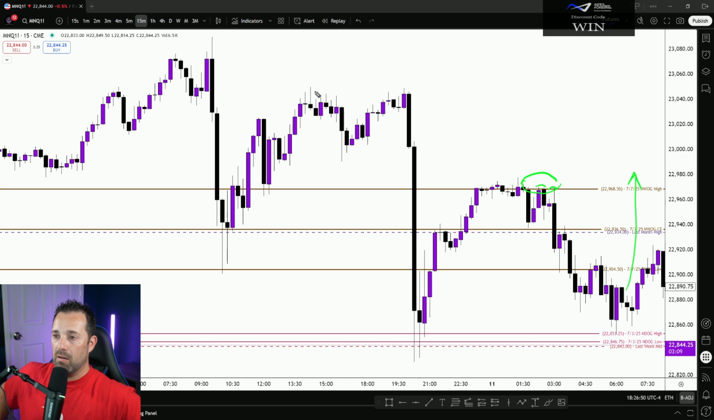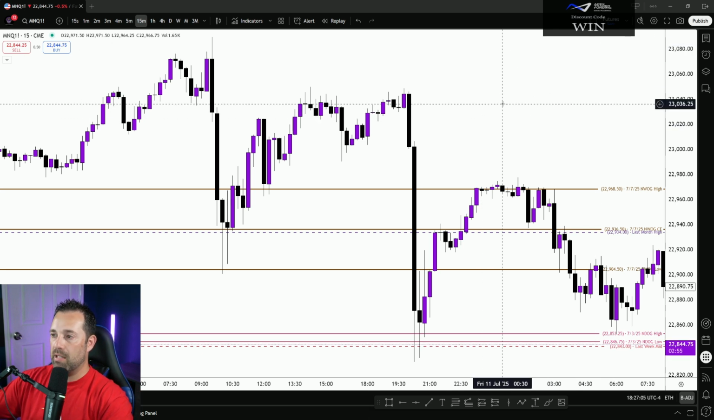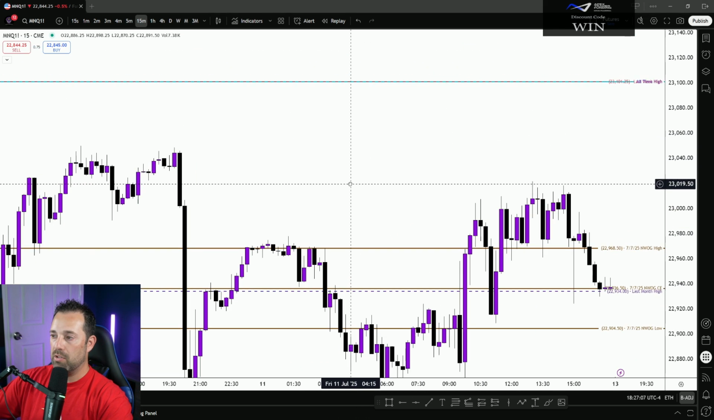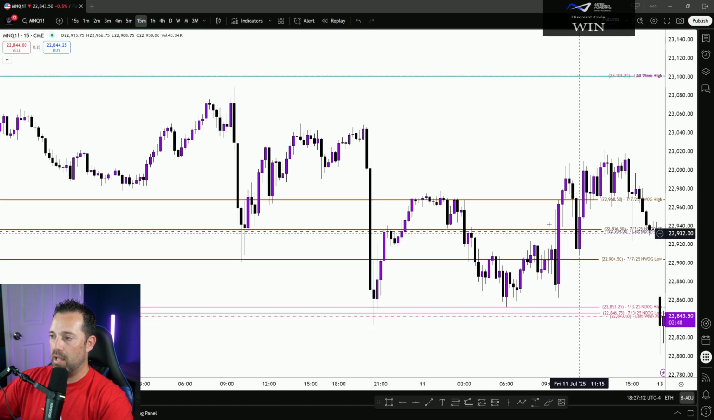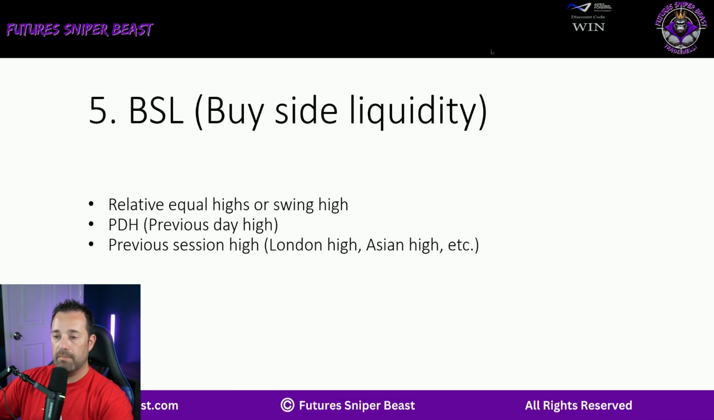Same thing up here. I can look and say, wow, this high right here and this high right here, relative equal highs. We got some buy side liquidity there. Price is going to eventually want to come back up through there. It's the same exact thing as the sell side, except it's on the upper part of the chart. Buy side. Okay? That's literally all that is. Now let's move on again.